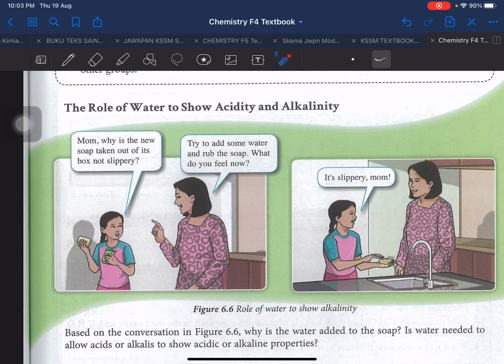Hello class, in this video I'm going to teach you the role of water, peranan air in showing acidity and alkalinity. Peranan air untuk menunjukkan sifat asid dan juga sifat alkali.